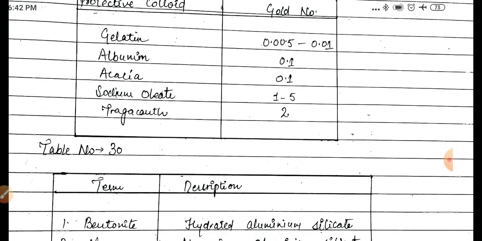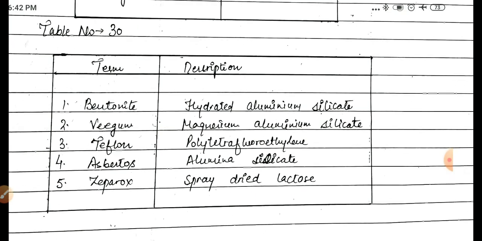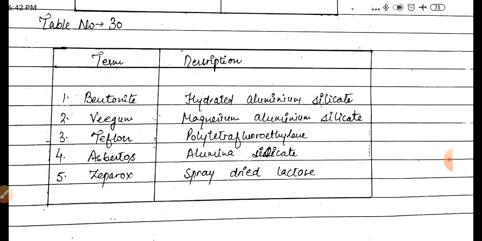Next one is table number 30, which is regarding terms and their description. First one is bentonite, which is hydrated aluminium silicate, and Veegum for magnesium aluminium silicate, and Teflon for polytetrafluoroethylene, asbestos for alumina silicate, and Zeparox for spray dried lactose. Means a term describes this description.